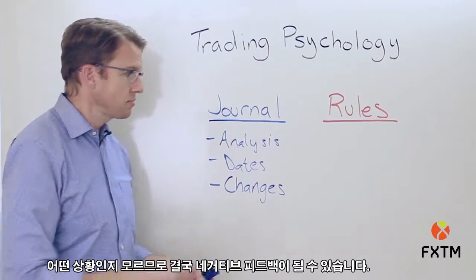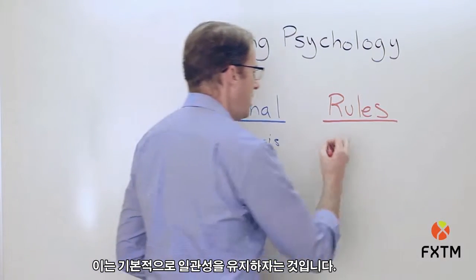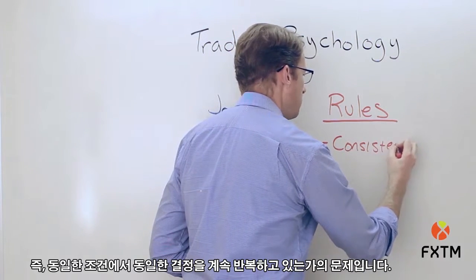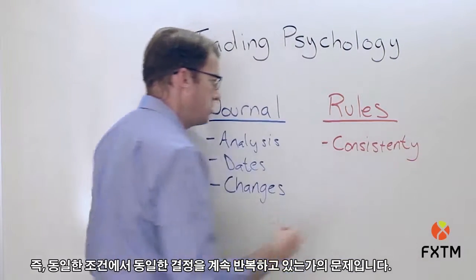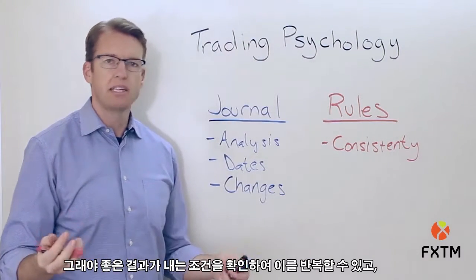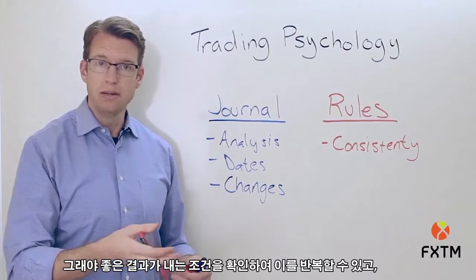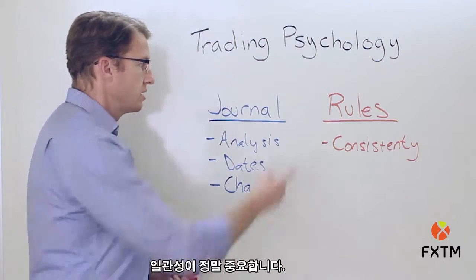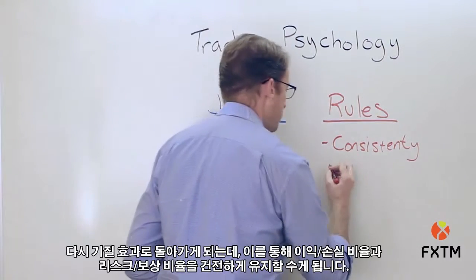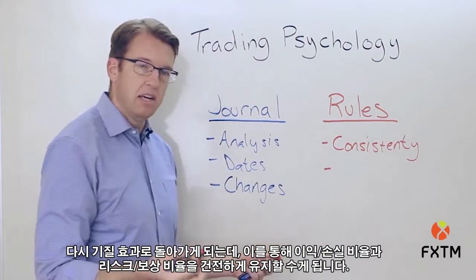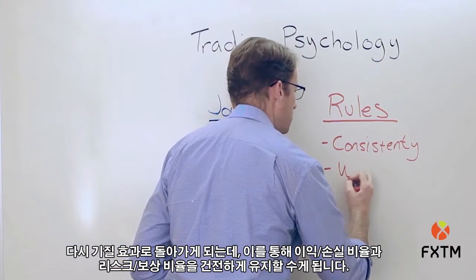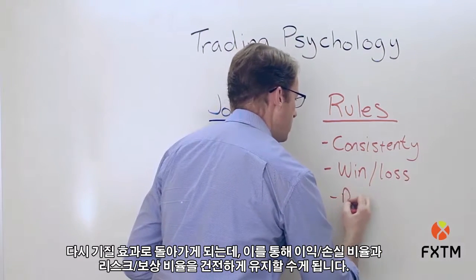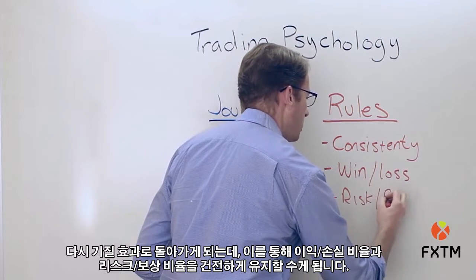So we can wind up getting caught in a bit of a negative feedback loop because we just don't know what's been going on. Now, the rules are another one. This is basically a matter of just imposing consistency. So are we doing the same thing, more or less, in the same circumstances over and over again? Again, so that we can identify where things are going well, so we can repeat them, and where things may not be going very well, so we can avoid them or adjust accordingly. Consistency is really key, but number two, and this goes back to the disposition effect, is that it allows us to maintain a much more healthy win to loss and risk to reward ratio.